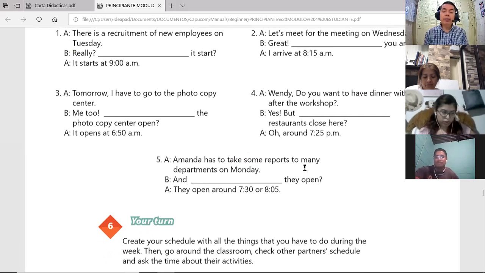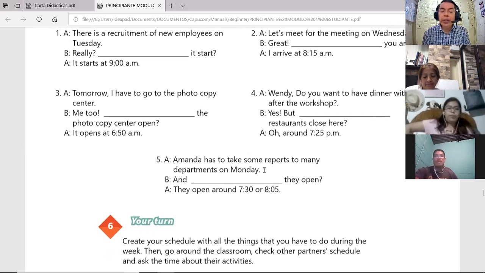Amanda has to take some reports to many departments on Monday. And what time do they open? They open around 7:30. They open around 7:30 or 8:05.